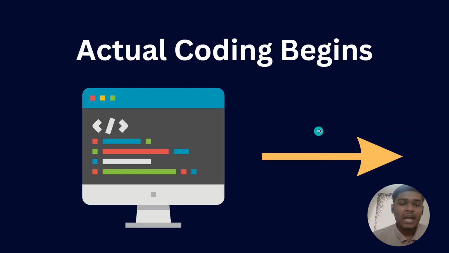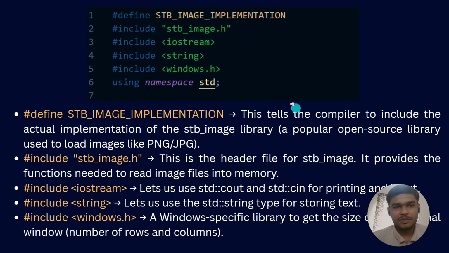So now from here, our actual coding begins. First things first, our program begins with the definition of some libraries which we are using, like #include stb_image.h, #include iostream, string, windows.h, and the common namespace, using namespace std, which we use to avoid writing std again and again in front of cout, cin and string. So to avoid that, we are using namespace std.